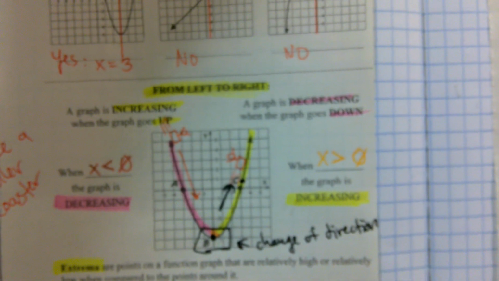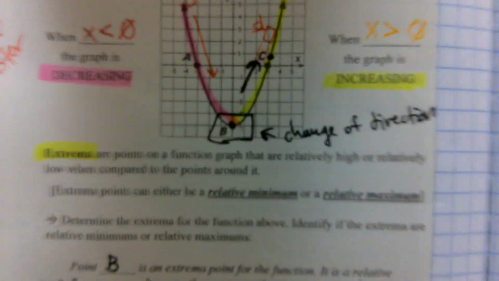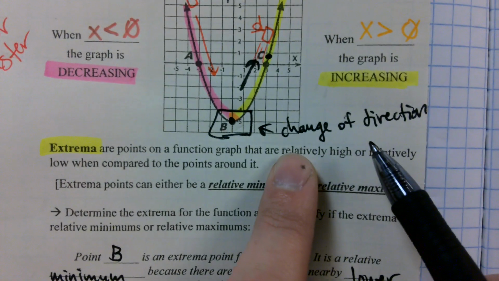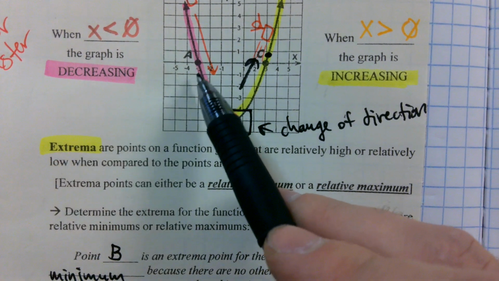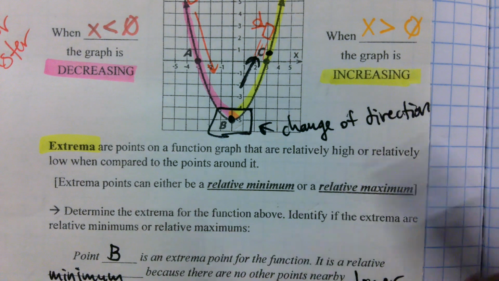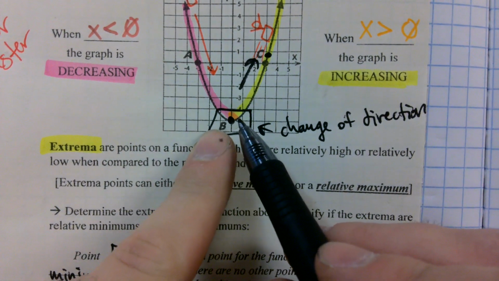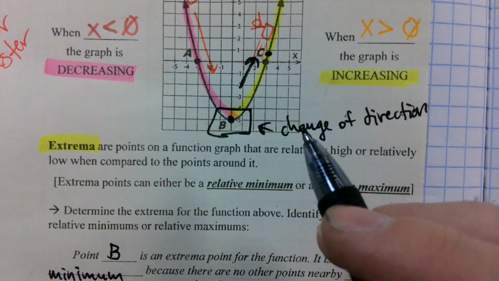What else did we say about extrema? We said that extrema are a change of direction. Do I change directions at point A? No, I keep going down. Do I change directions at point C? No, I keep going up. Do I change directions at point B? Yes, that's where we change from going down to going back up.